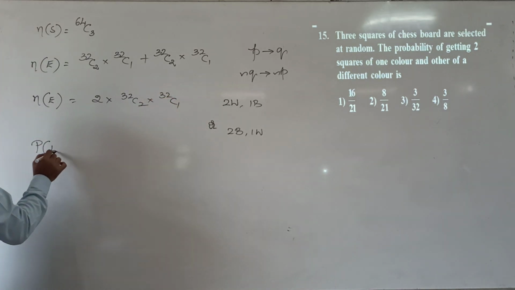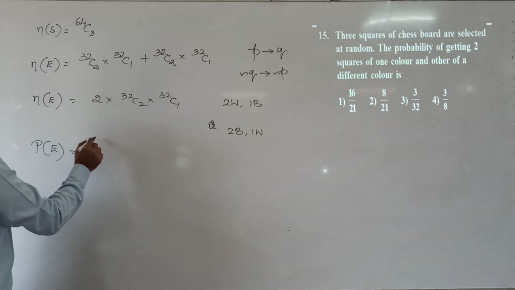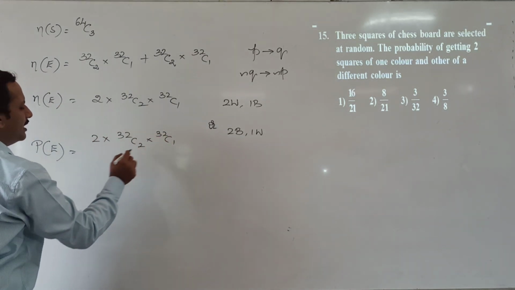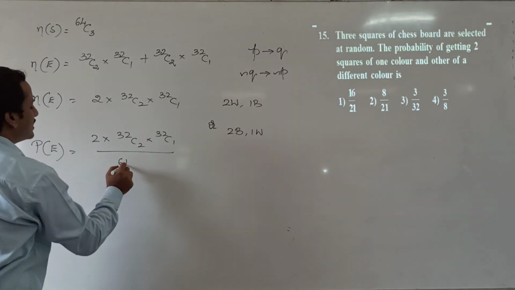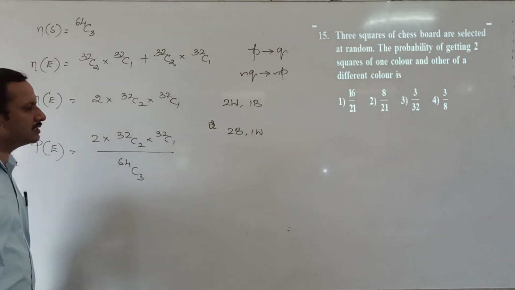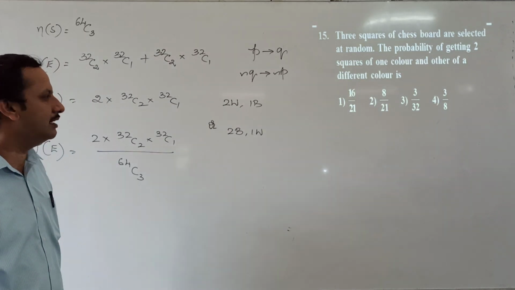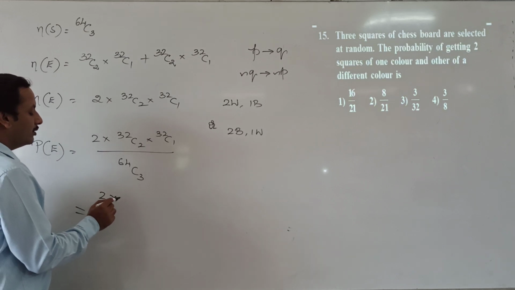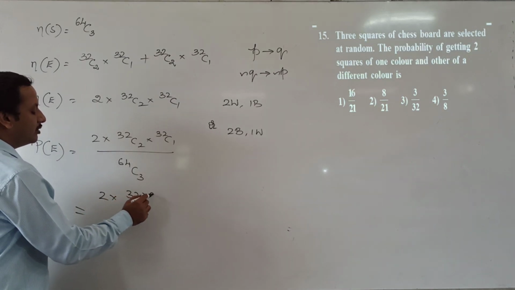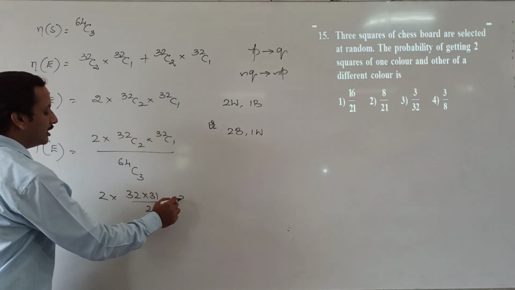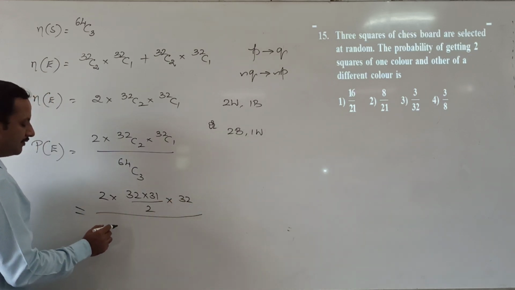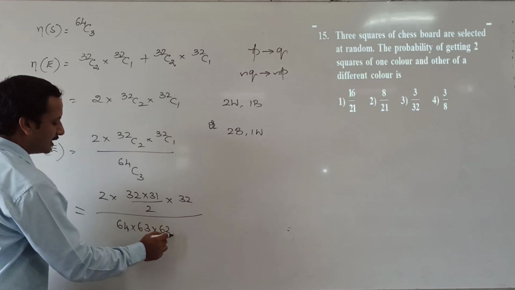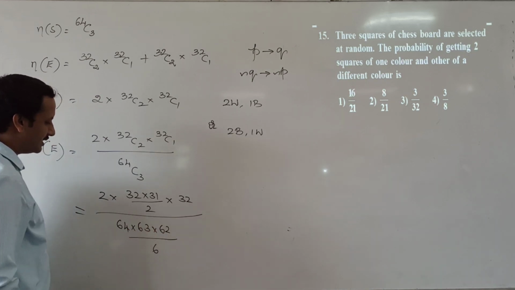So what is the probability of E? n of E divided by n of S: 2 into 32C2 into 32C1 divided by 64C3. That's the answer. But unfortunately, they have simplified it. So they have simplified this. 2 into 32C2 we can write as 32 into 31, and 32C1 is 32. 64C3 is 64 into 63 into 62 by 3 factorial, which is 6.